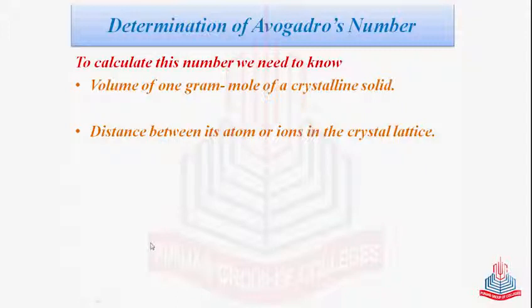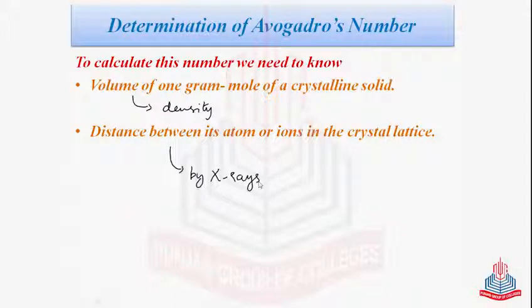यानी हमें दो चीजें पता होनी चाहिए. Firstly, the volume of 1 mole of the crystalline solid, and secondly, we must know the distance between its atoms or ions. Now the volume can be determined by knowing the density, while the spaces between the atoms or the ions can be measured by the X-ray study method.